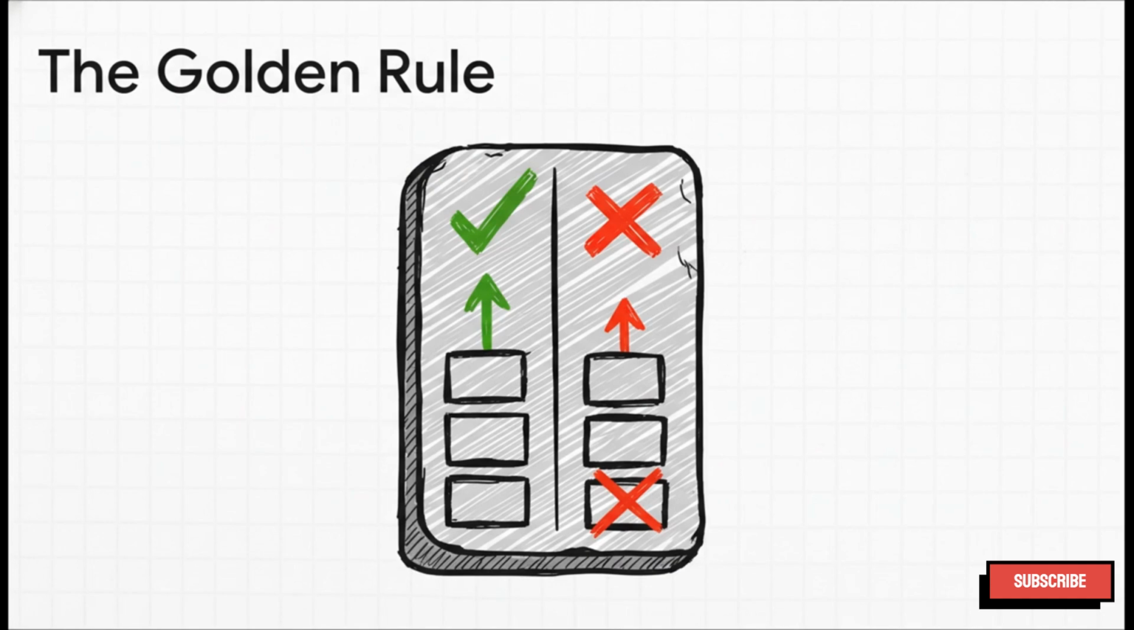So here it is, the golden rule of rethrowing. If you catch an exception and all you want to do is pass it up the chain, you always use throw. Always. Using throw x in that scenario, it's pretty much always the wrong move.